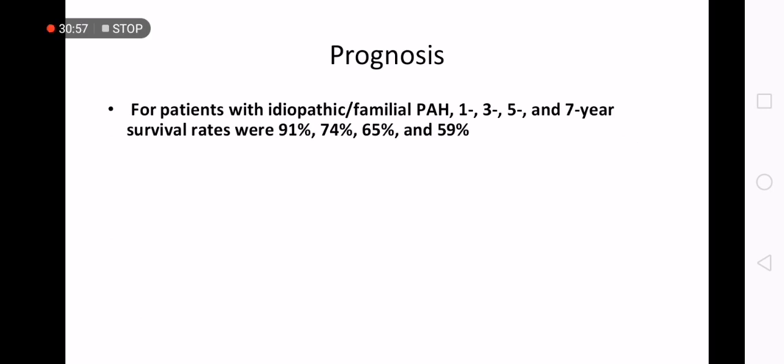Prognosis is unfortunately not good. We have 1, 3, 5, and 7 year survival rates, which are 91% in the first year, then 74, 65, and 59% respectively, which means that the survival rate and chances decrease with time.